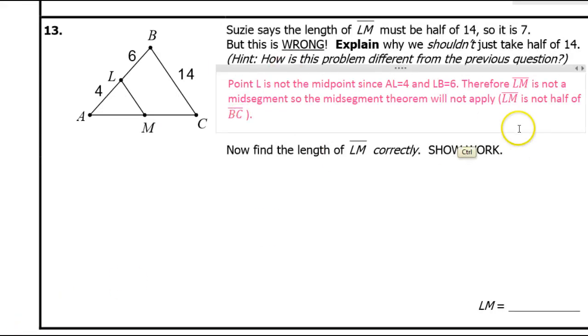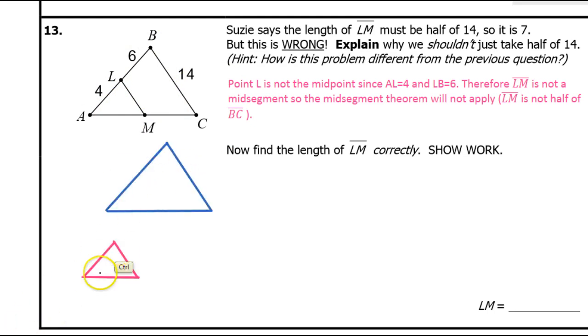So here I've written a couple of sentences repeating what I just said. Now we're supposed to find the length of LM correctly. Since this is not a midsegment, I'm going to have to draw these triangles separately and do new over old equals new over old. So I'm just going to draw the small triangle and the larger triangle as two separate triangles. Here I've drawn the two triangles separately. We're supposed to find the length of LM. I should probably label these sides. So this is A, L, M.